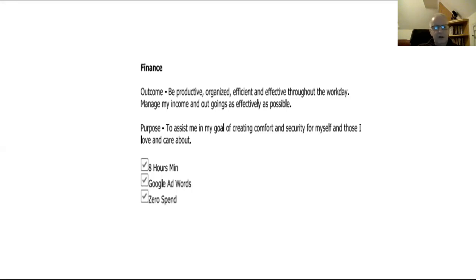Then we're going to do the same for the finances. So again, in this particular example, for my finances, I wrote down the outcome: just be productive, be organized, efficient, and effective throughout the workday. Manage my income and my outgoings as efficiently as possible. Okay, that's the outcome I want to produce for that particular day. Why? Well, the purpose: to assist me in the goal of creating comfort and security for myself and all those I love and care about.